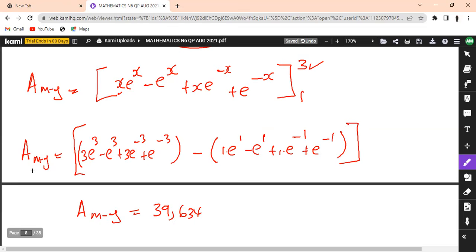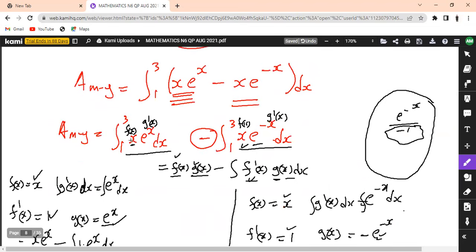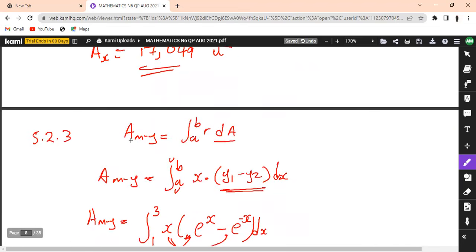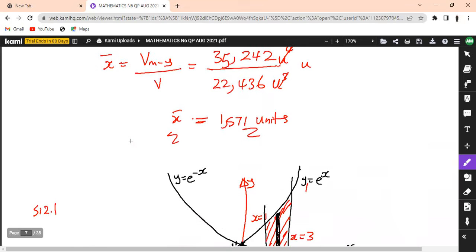39.634, something like that. Okay, so rounding off this, we are going to obtain something like 39.634 to just 3 decimal places. And this will be the area moment, which is in cubic units. Okay, so that was our area moment, guys, with respect to the y-axis, as you can see, the integrals and so forth. So that's what we had. And we have to be very, very careful about these integrals and so forth.